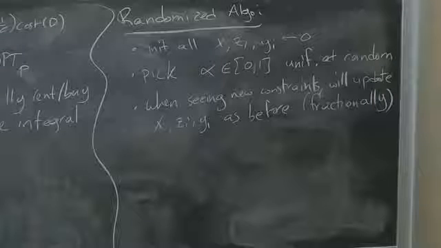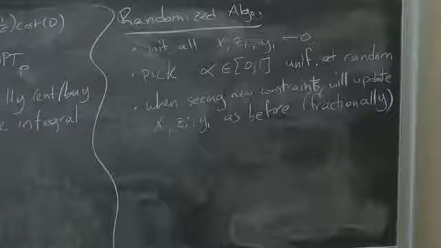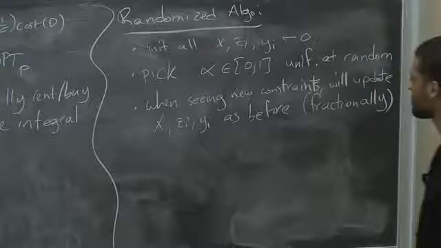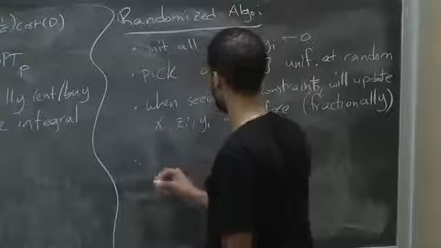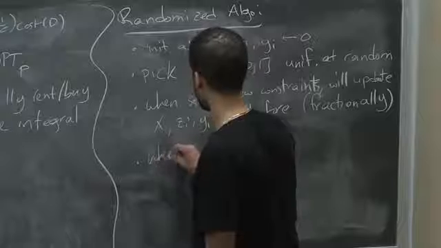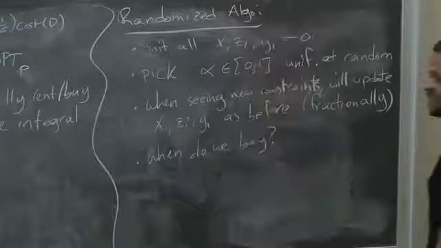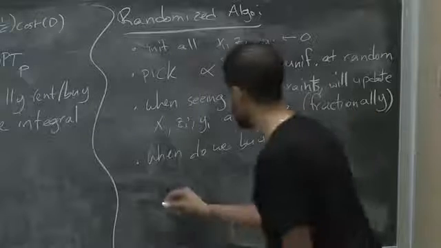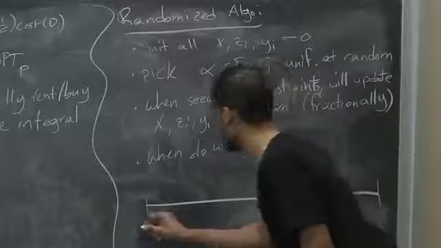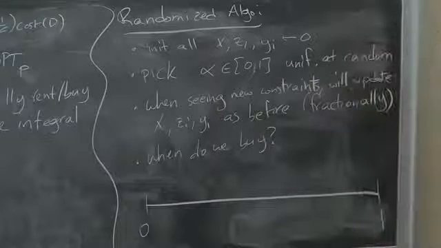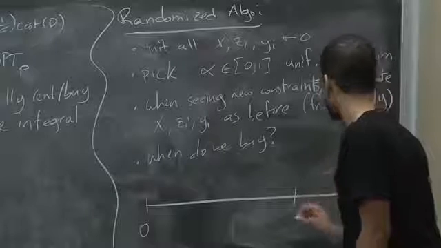Okay. But now we need to choose, are we going to actually rent or buy? So we have these fractional solutions lying around. Do we rent or buy? We buy. So here's going to be the picture. When do we decide to buy? I think it's easier to just draw it. So here's the interval from 0 to 1. We picked a random alpha. Alpha happened to be here, let's say.